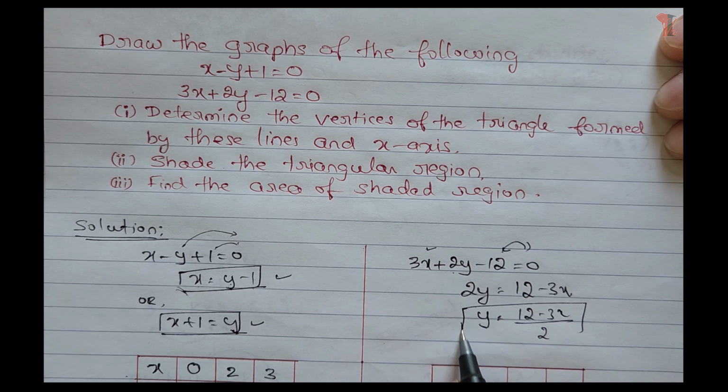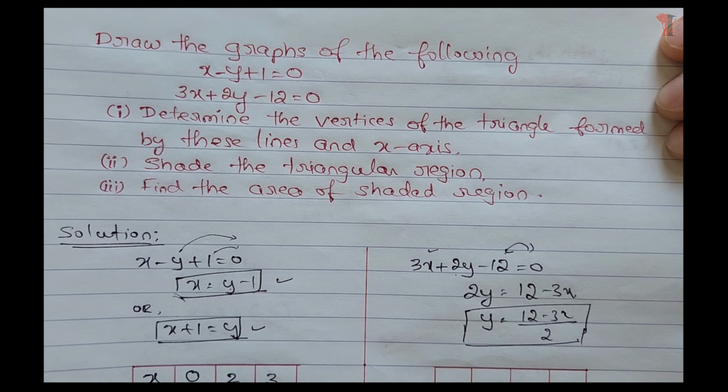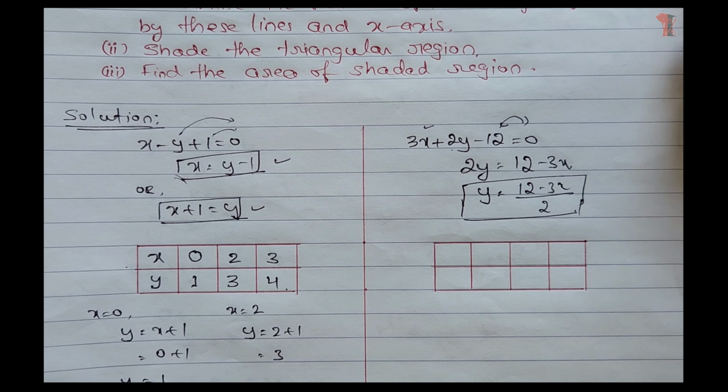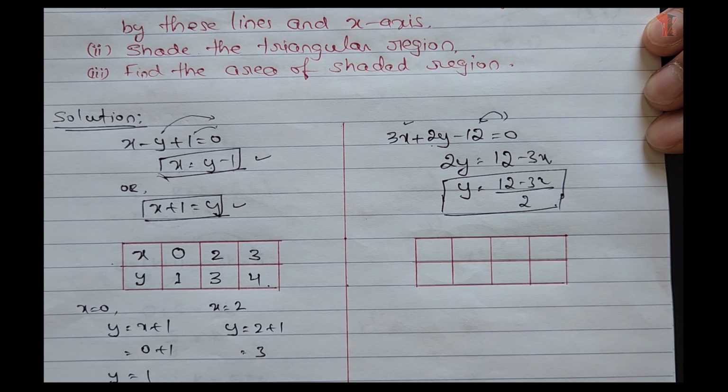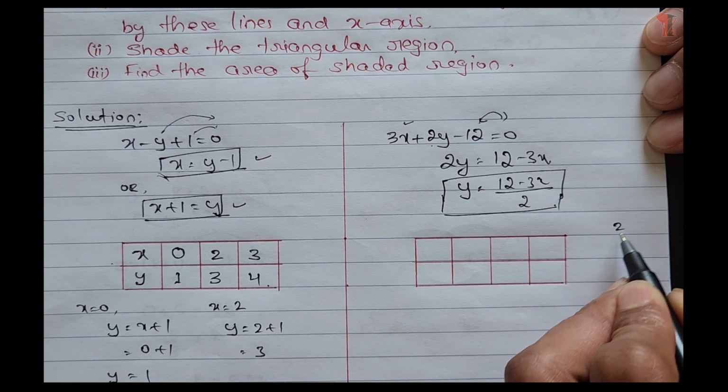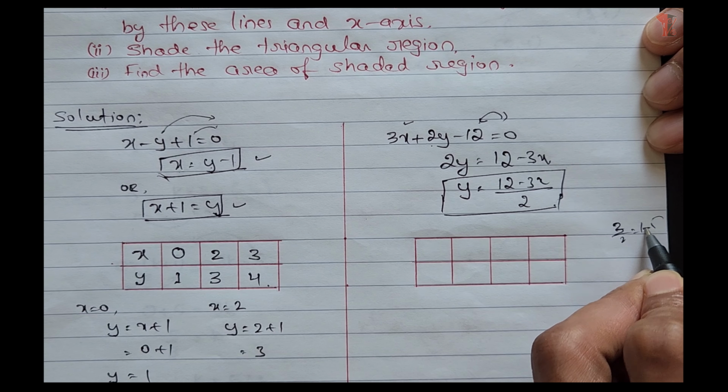What's the benefit of this? The benefit is that whenever you divide any number by 2, you will get a decimal number ending in 0.5. That means if I divide 3 by 2, I'll get 1.5, correct?